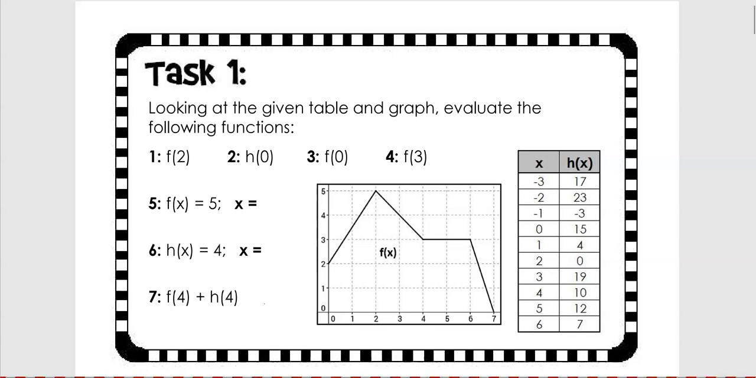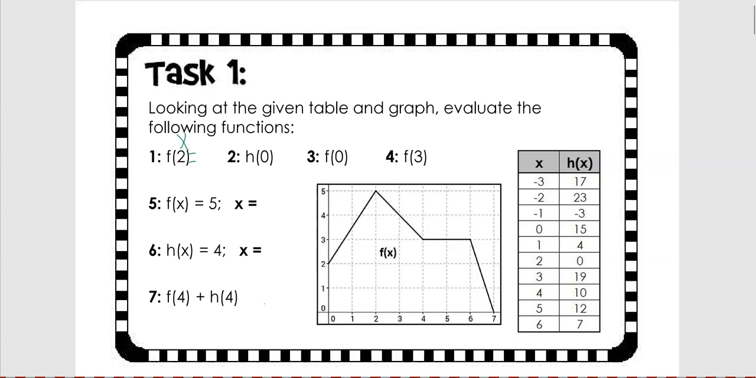All right, so let's go ahead and get started with task one. So it says, looking at the given table and graph, evaluate the following functions. So when it says f parentheses 2, what you're looking for is the x. What is y when x equals 2?